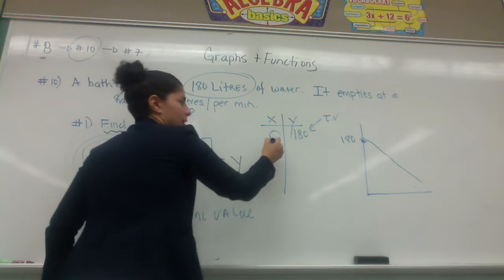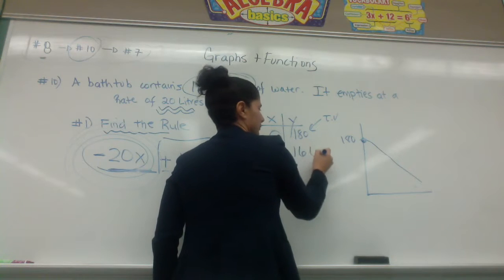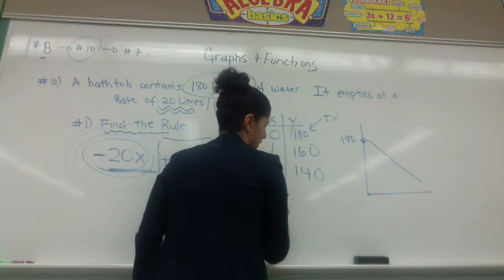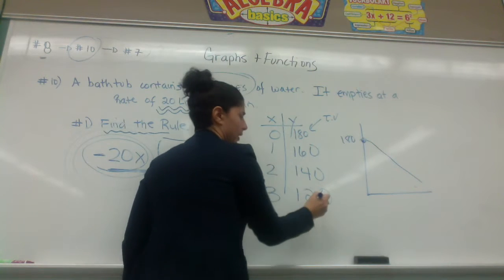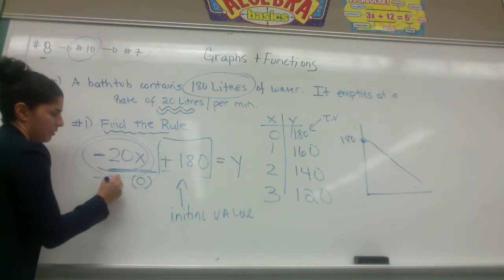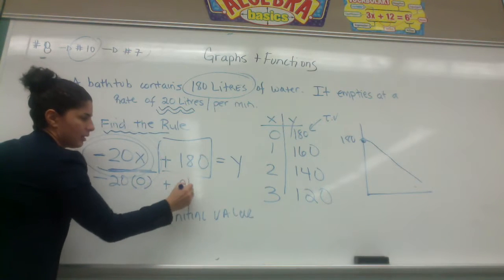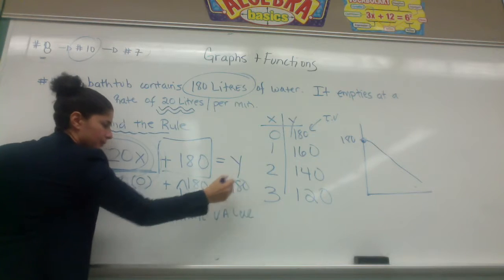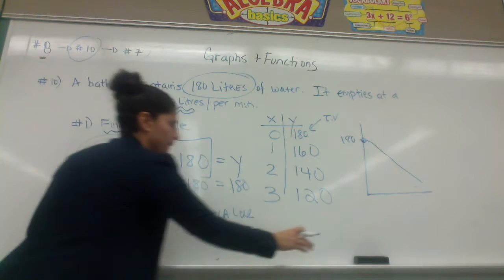So at 1 minute, we should have 160. At 2 minutes, we're at 140. At 3 minutes, we're at 120. How did I get that? If I plug in 0 here, I get an answer of 180.